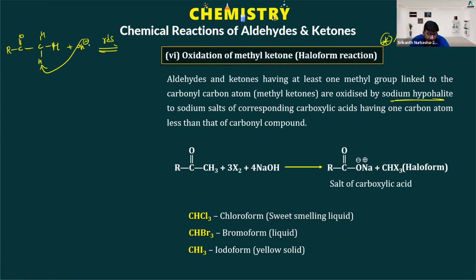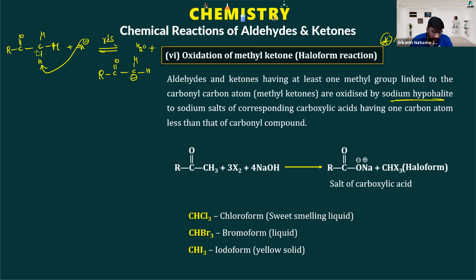The rate determining step is OH minus picking up the proton. As soon as OH minus picks up the proton, the C-H electron density is given to carbon, leading to the formation of R-C=O-CH2 minus. OH minus picked up the proton and it will lead to the loss of H2O. Yes or no? That means H2O is lost. OH minus will pick up this proton.